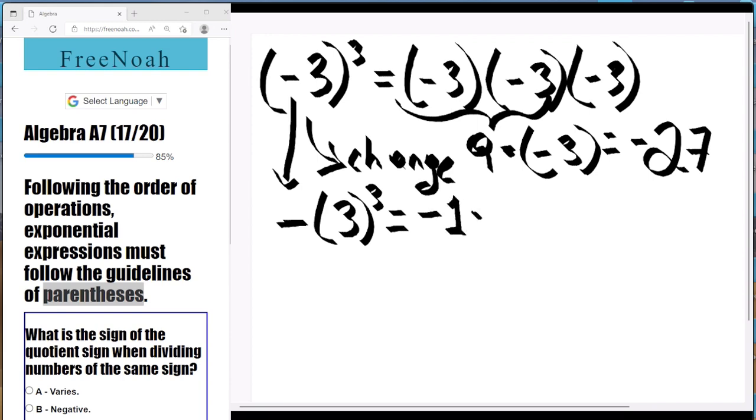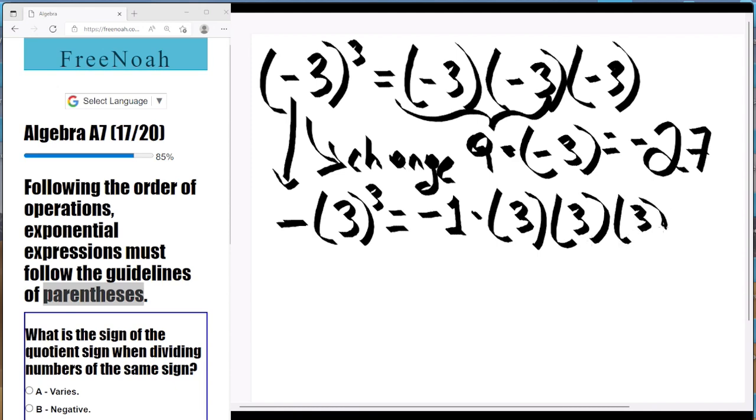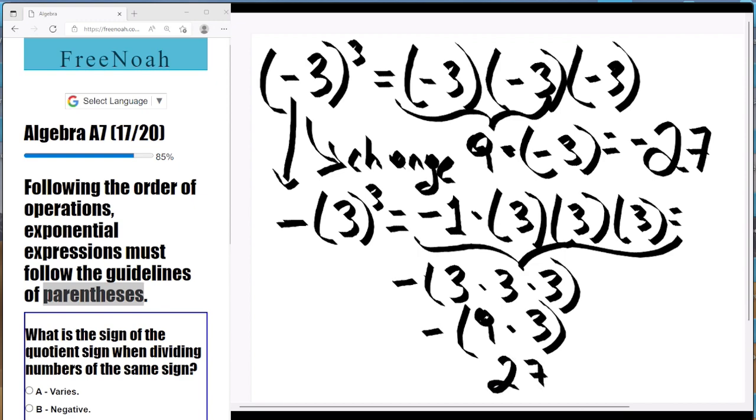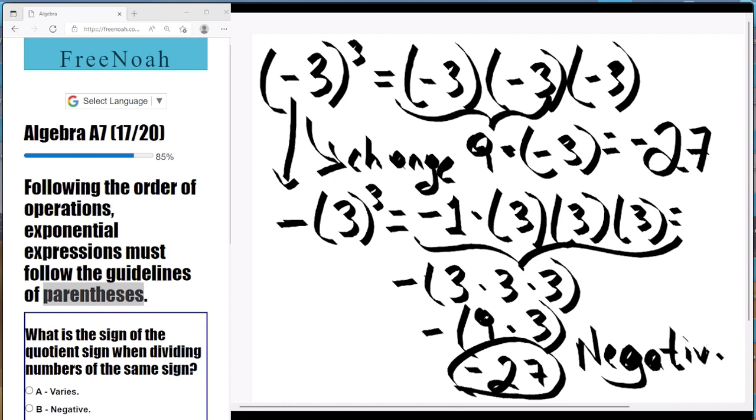Well, let's go ahead and rewrite this: -1 times, open parentheses, 3 times 3 times 3. What do we get here? Let's regroup this, rewrite this as negative, open parentheses, 3 times 3 times 3, close the parentheses. Now let's begin our math. The next regrouping will be negative, open parentheses, 9 times 3. Then finally we come out to a total of -27.